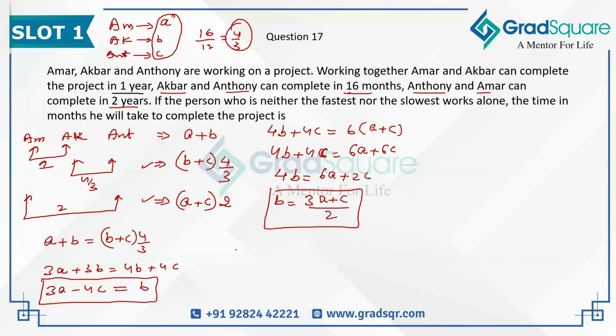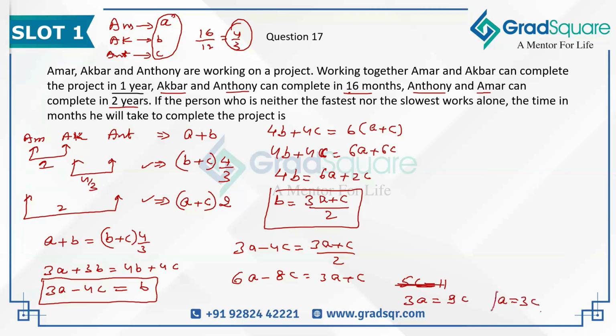If you equate both of these values, you will get A in terms of C. So 3A minus 4C equals (3A plus C) divided by 2. Let's solve this. This becomes 6A minus 8C equals 3A plus C. This makes it 3 times A equals 9 times C, so A turns out to be 3 times C. Now you can use either of the equations to get the value of B in terms of C.